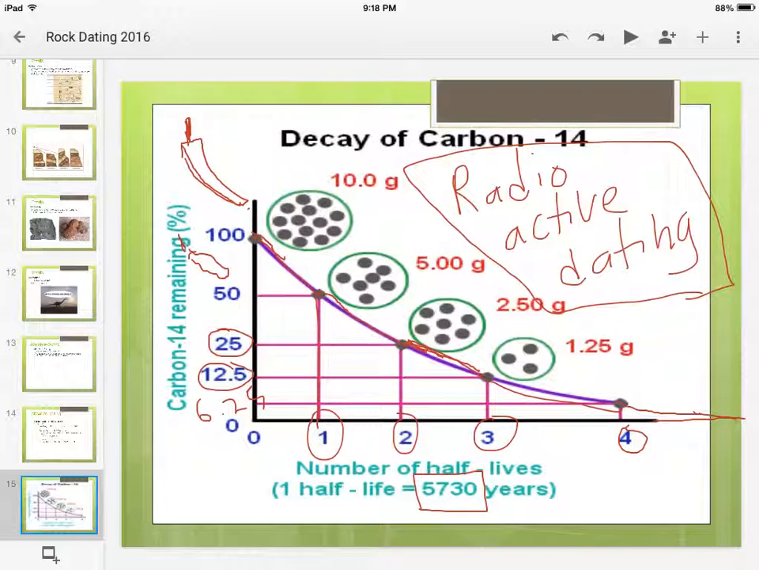And that's it. So again, this is called absolute dating because it gives you an absolute time, an absolute age. You can tell exactly how many years old it is. Relative dating just tells you which one's older or younger. And fossils can help with that too.